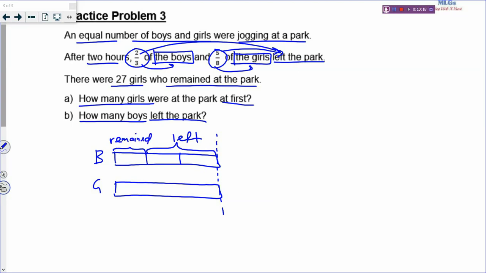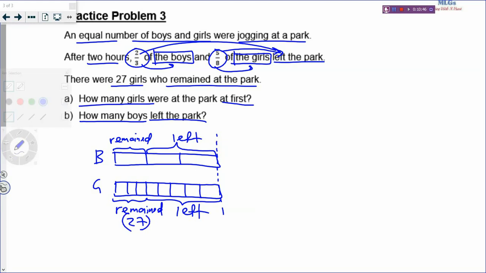And the girls, there are 8 boxes, so you just cut into 8. So 4, 5, 6, 7, 8, and 5 boxes left the park, and there must be 3 boxes who remain, right? Now there were 27 girls who remain at the park. So you got 27. So how many girls were there at first?